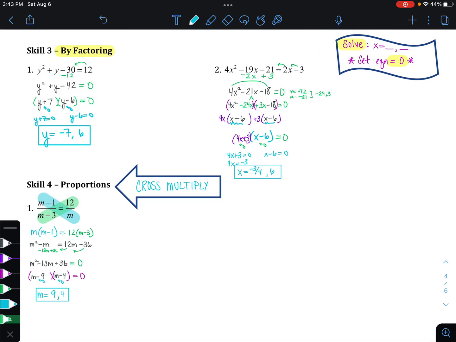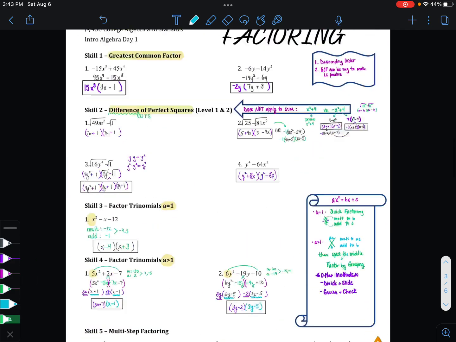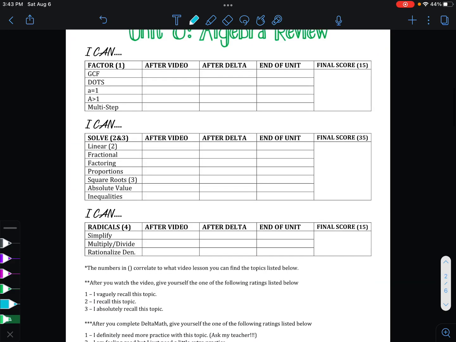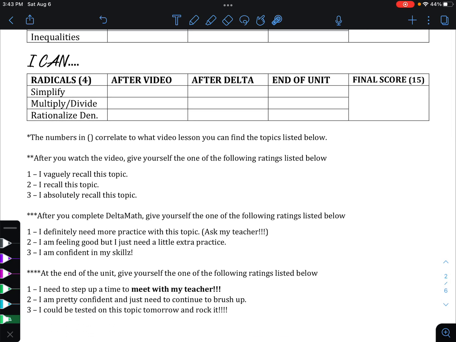Awesome, guys. So remember, these should all be review. You've already learned these skills in previous algebra classes. But if you feel super fuzzy about this, if you are filling out this chart and even after watching the video you're still all ones, please come in. Notice it says after you watch the video, if you vaguely recall this topic and after doing the Delta Math, you definitely need more practice. Please make sure you are telling me this.